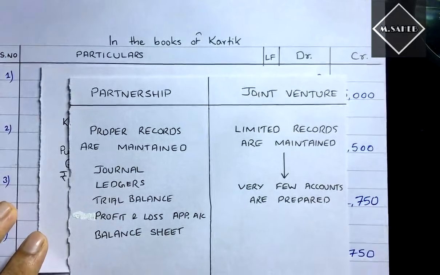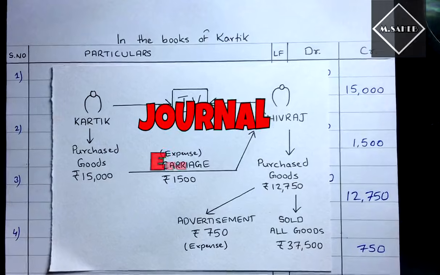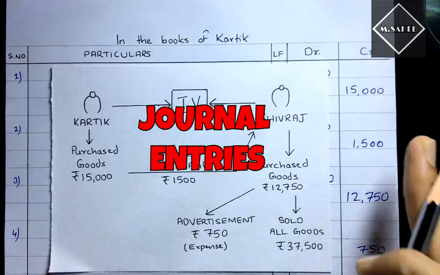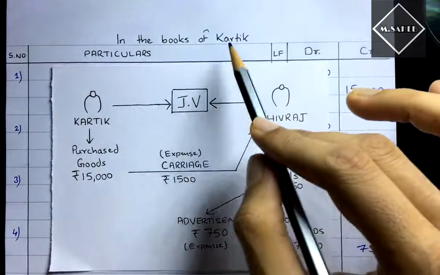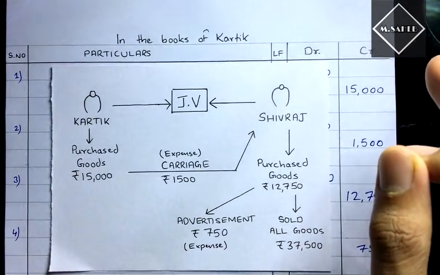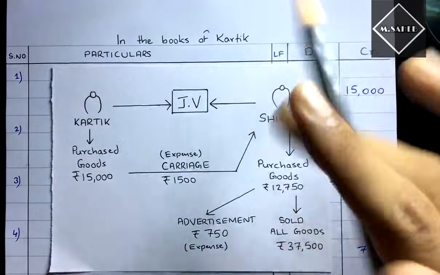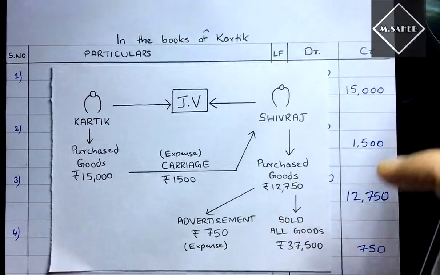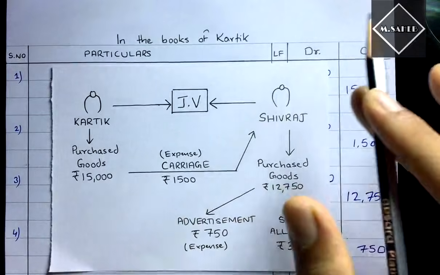Now let's solve this problem. First we have to prepare the journal entries in the books of Karthik. Why in the books of Karthik? Because in the question it is specifically mentioned to prepare the necessary ledger accounts and the journal entries in the books of Karthik. So we are preparing the journal entries and the ledger accounts in the books of Karthik.